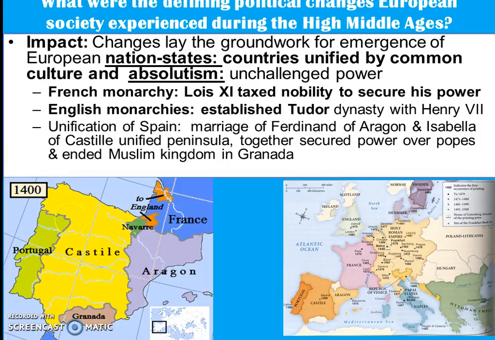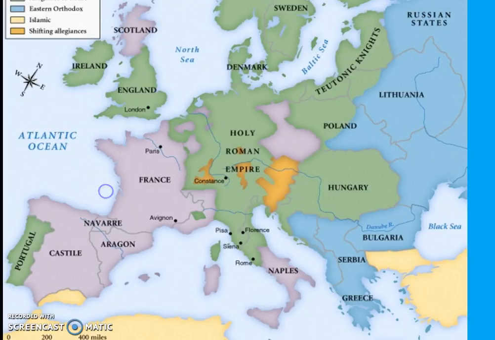Their marriage meant that the two kingdoms were unified together as one Spain, and it also ended the Muslim rule in Granada. This was the last holdout of the Muslim Empire in Spain. And together they secured power over their popes, they ended the Muslim kingdom of Granada, and they also funded somebody named Christopher Columbus to go on an expedition. We'll get to that in our next unit.